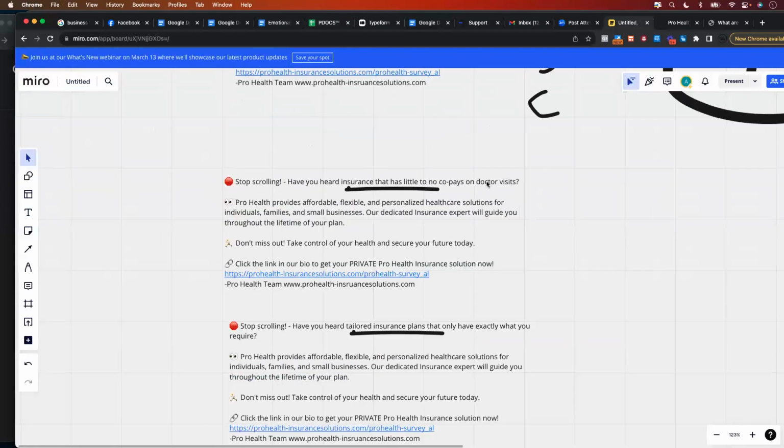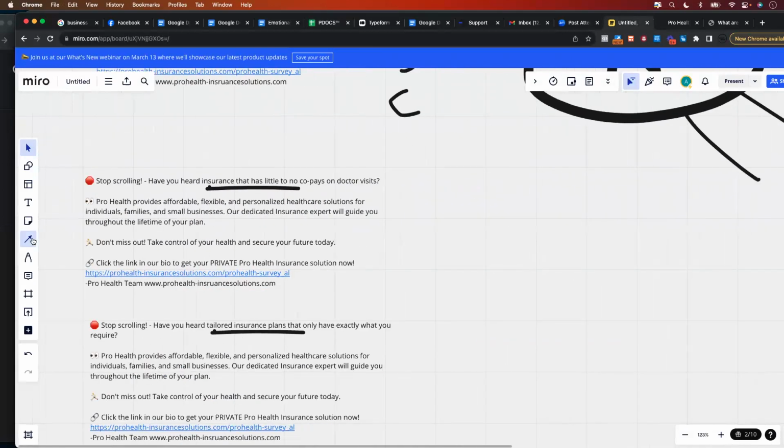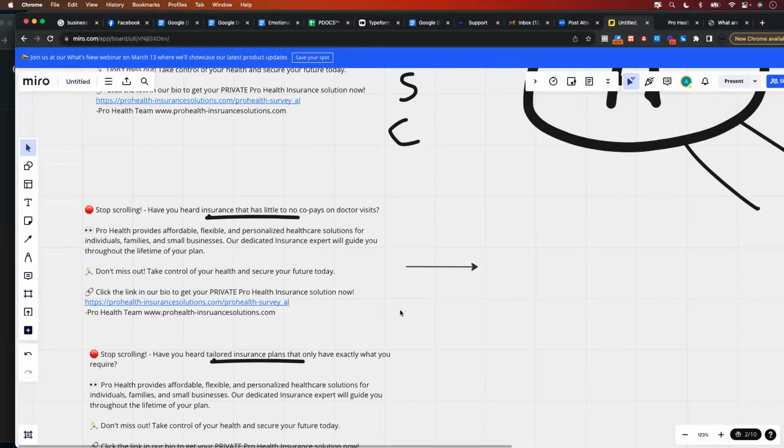Let's say for an example that this one does really well, the no copays on doctors. So you can really play with that. So now what you want to do is let's take this and apply a matrix on it. So going to the doctor without copays. Let's do point A to B, and let's do from desire. Point A to B from desire basically is go from paying 80% copays every time you visit a doctor all the way down to zero, right?